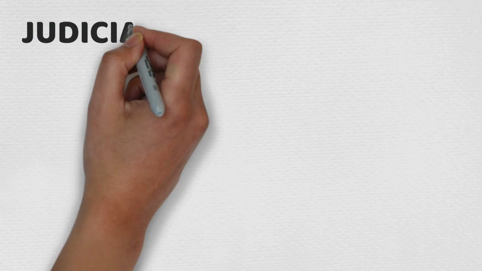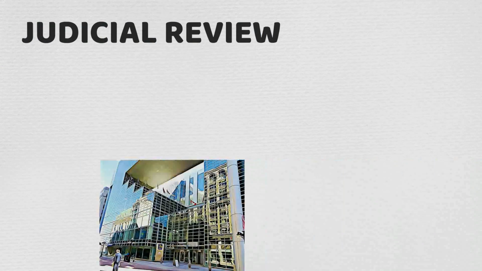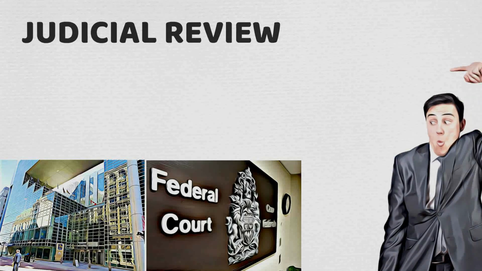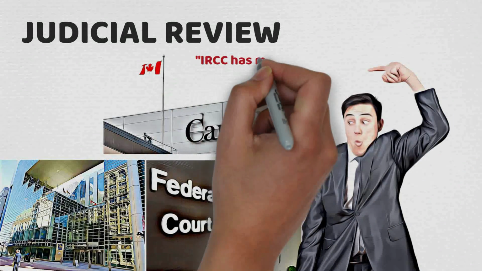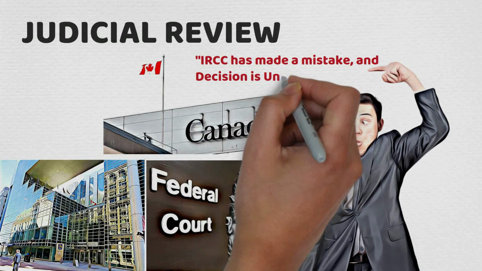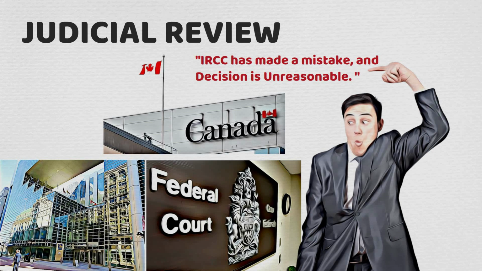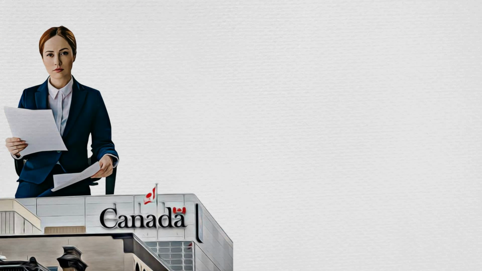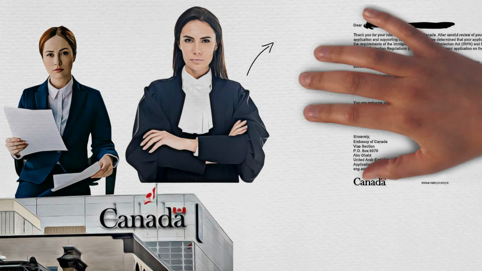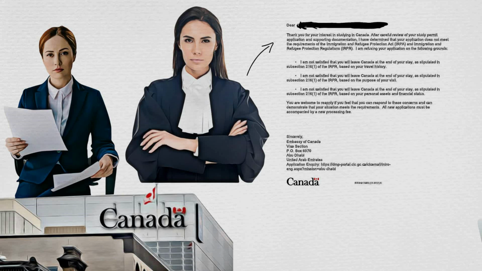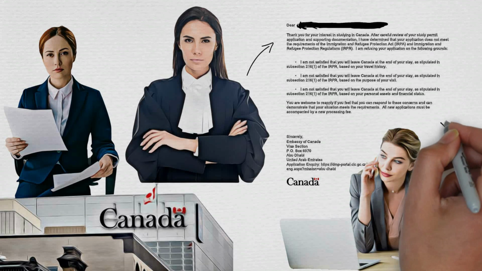A judicial review is a formal court process. You are going to court arguing IRCC has made a mistake or the decision is unreasonable. IRCC is going to be represented by a lawyer at the Department of Justice, and you are asking a judge for an order to overturn the refusal and have another officer make the decision.